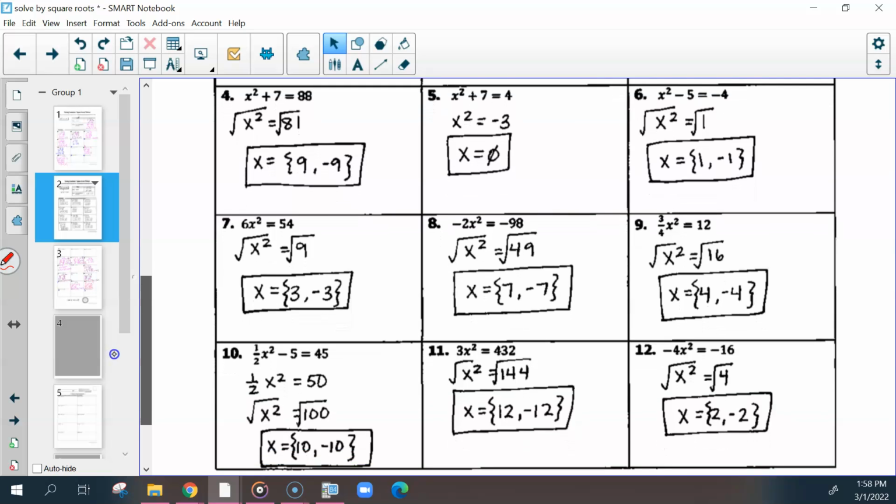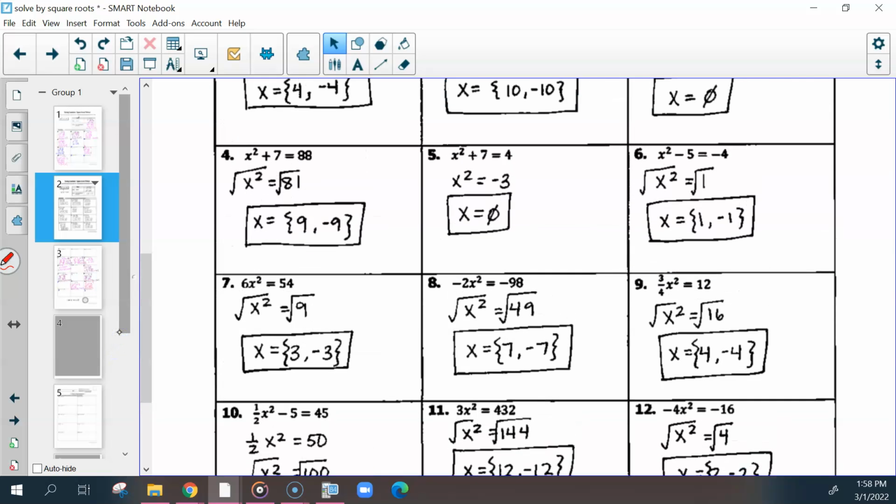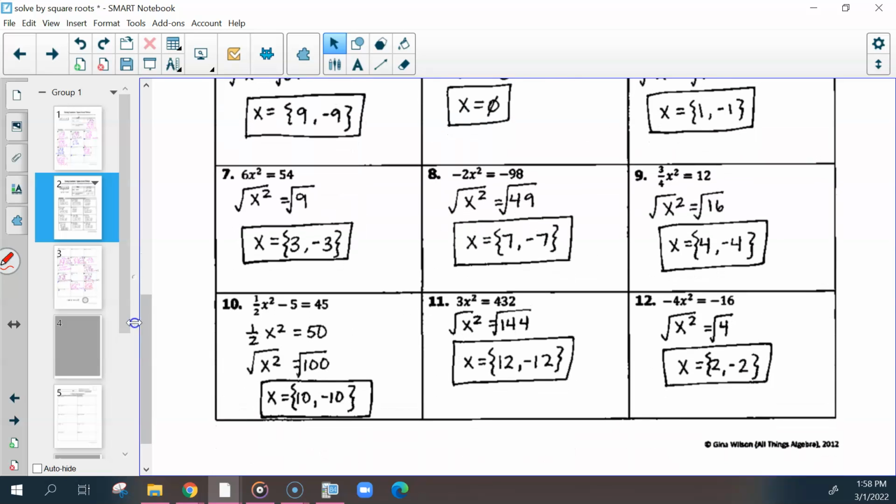So starting with number 6. These are not in the correct order, but this is not my handwriting. Negative 1, 1 were your solutions. Number 8, negative 7, 7 were your solutions. Number 11, negative 12, 12. Number 12, negative 2, 2. Do we have any questions on those?